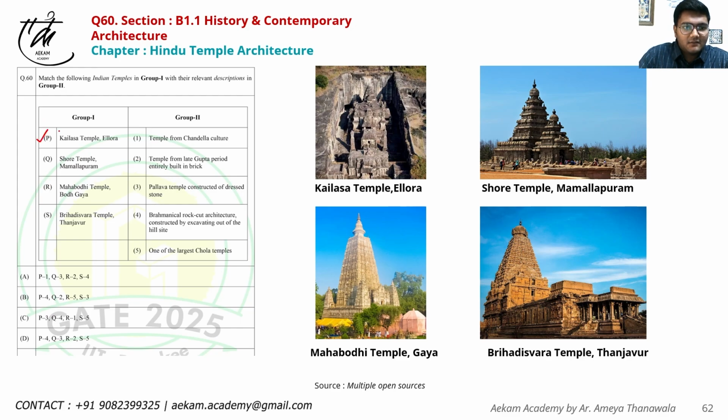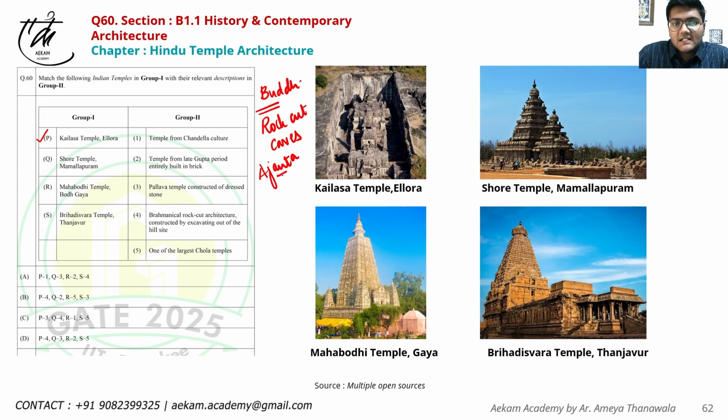So P, Kailash Temple, Ellora. Kailash Temple, Ellora is a very prime or famous example of rock cut temples we have in our Buddhist architecture. In Buddhist architecture, we have seen rock cut caves. Even if we see Ajanta, Ajanta and Ellora both are located in Maharashtra.